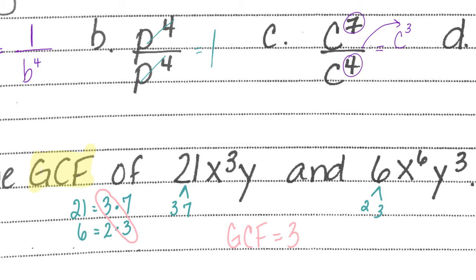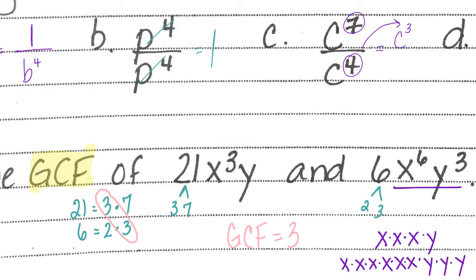Now, I can do the exact same thing with the x's and the y's, so I'm going to write those out. I'm actually going to erase this little area right here. I tried to erase, but that didn't work, so I'm going to go ahead and write this in purple over here. So I have 3 x's for the 21 x cubed y and 1 y. In the 6, x to the 6, I have 1, 2, 3, 4, 5, 6 x's and 3 y's.